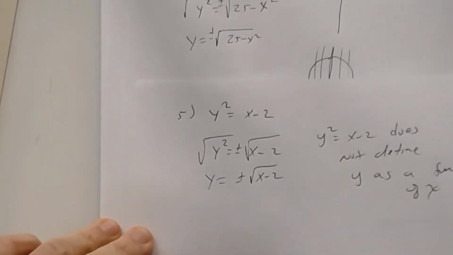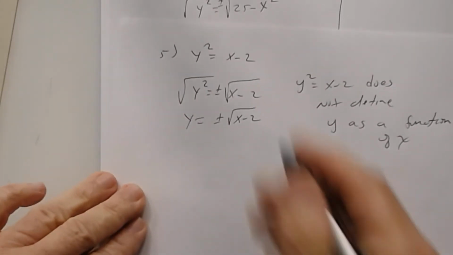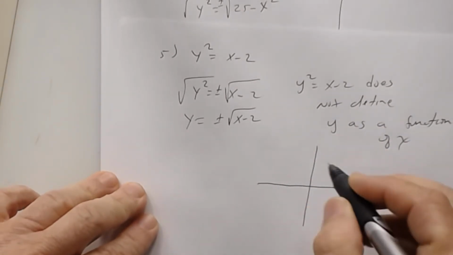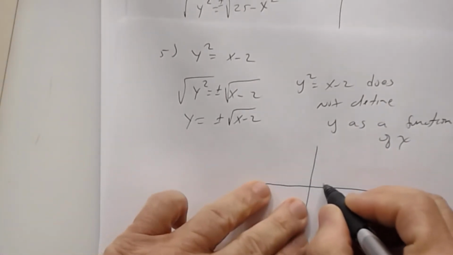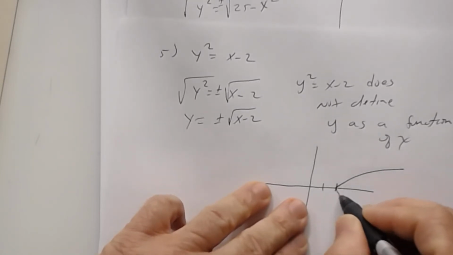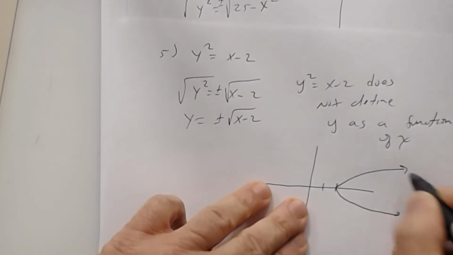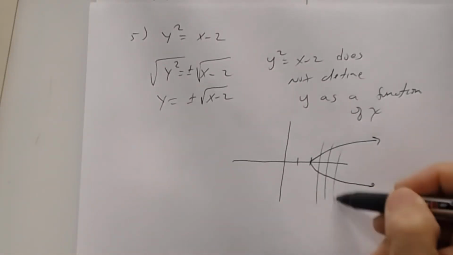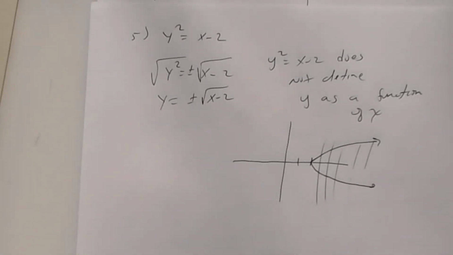What that looks like, if you were to graph it, do a t-table and graph. It would look like this. So does that pass a vertical line test? No. All right.